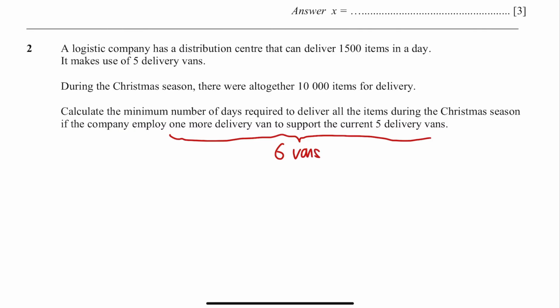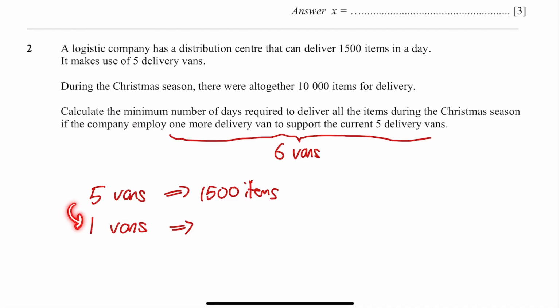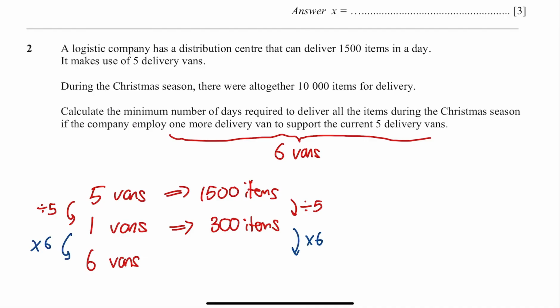So let's find out. 6 vans. If at first I have 5 vans, I can deliver 1,500 items. This means that if I have one van, how many items can I deliver? Logically, if I have fewer vans, I should have fewer items because they are in direct proportion. Therefore, if I have only one van, I'll divide both sides by 5. I'll get only 300 items. So if now I have 6 vans, this means that now I can deliver even more items. By multiplying items by 6, I should get 1,800 items.